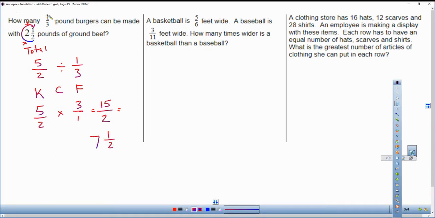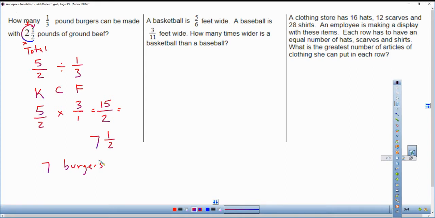Now, here's the thing. How many of these 1 pound burgers can you make? I wouldn't probably take points off if you put 7.5, but the real answer is 7. You can make 7 of these burgers because the other piece is not a 1/3 pound burger. So it depends on the problem, whether you keep the fraction or not. For this one, I would take either. But in real life, you can only make 7 full burgers. The other one would be maybe a slider, perhaps.